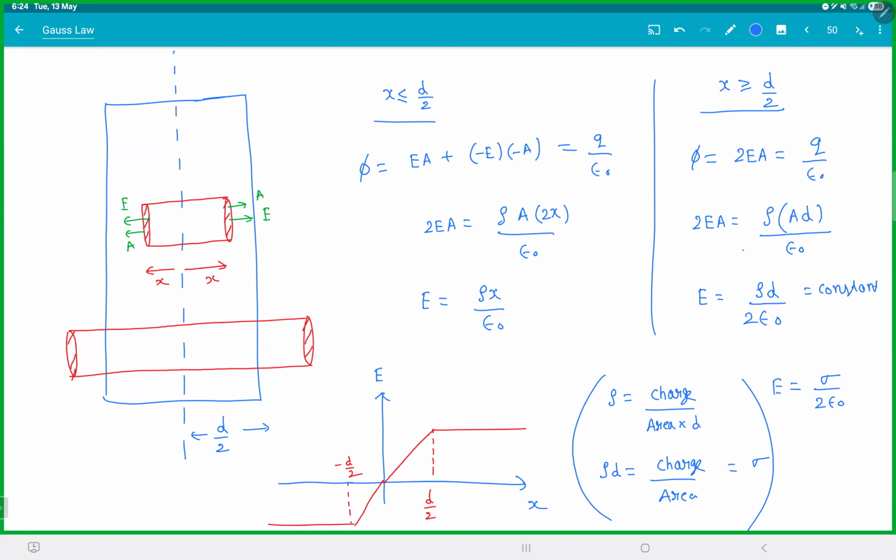Any doubts on how we took an element here? Now, this is what I was saying. These kinds of questions you couldn't have solved with electrostatics Coulomb's law. Especially when you have infinite sheets and infinite cylinders, Gauss law is the best way to solve. Have a look at this.